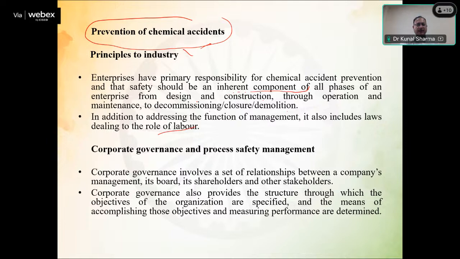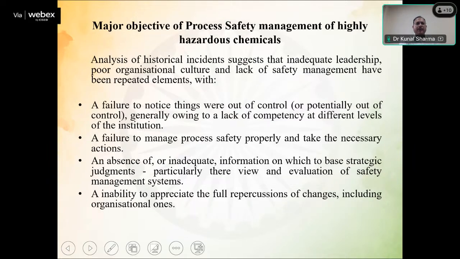Corporate governance also provides the structure through which the objectives of organizations are specified, and the means of accomplishing those objectives and measuring performance are determined. Major objective of process safety management of highly hazardous chemicals: analysis of historical incidents suggests that inadequate leadership, poor organizational culture, and lack of safety management have been repeated elements, with a failure to notice things were out of control, generally owing to a lack of competency at different levels of institutions.